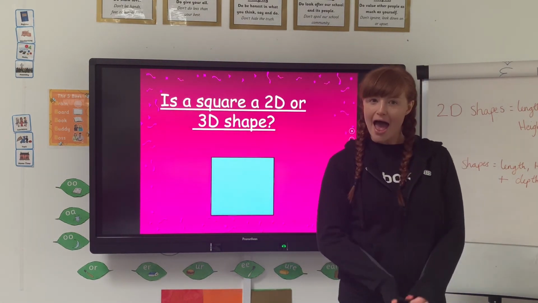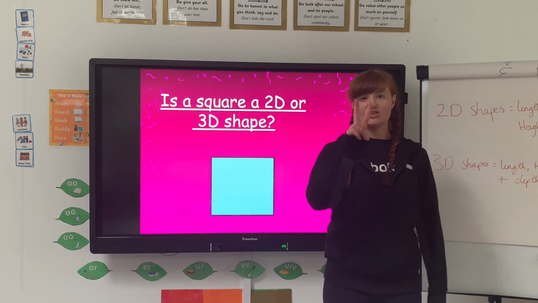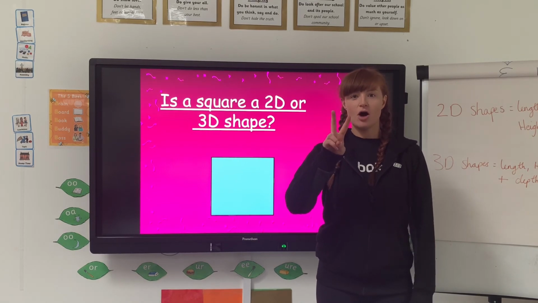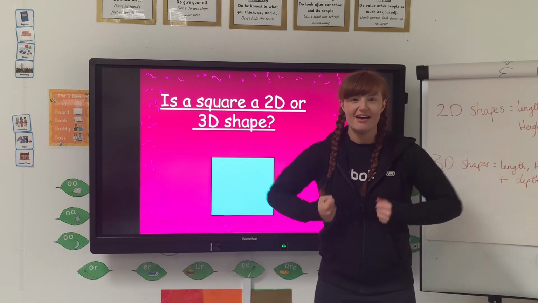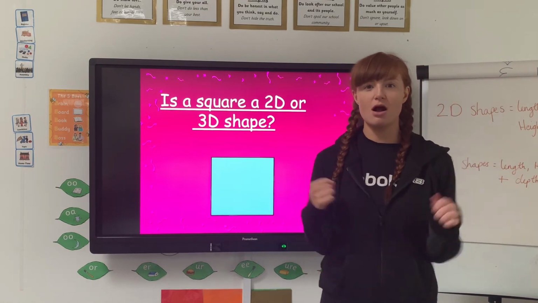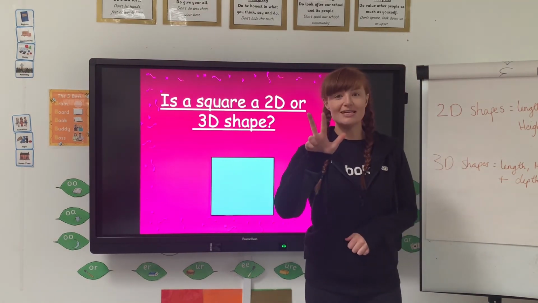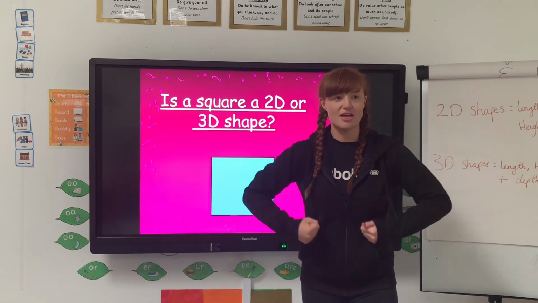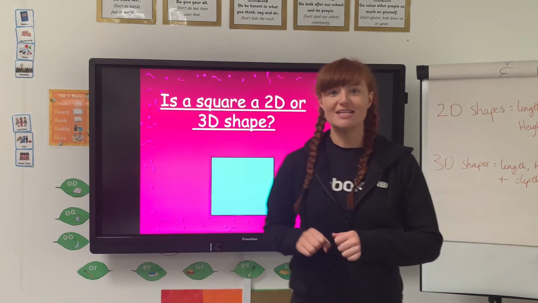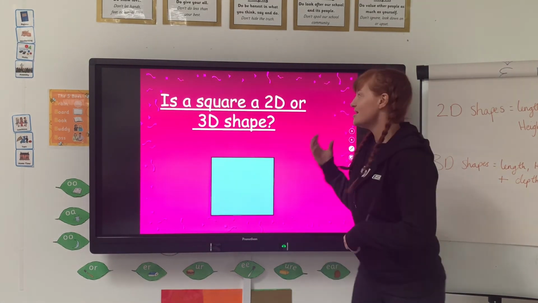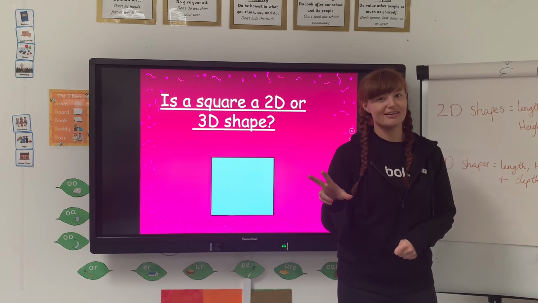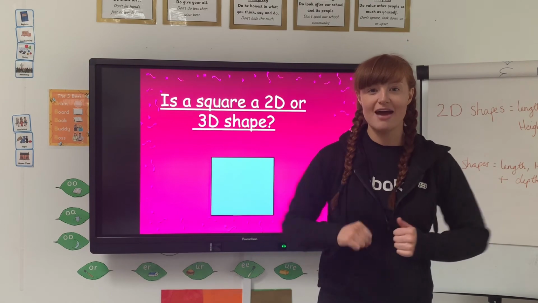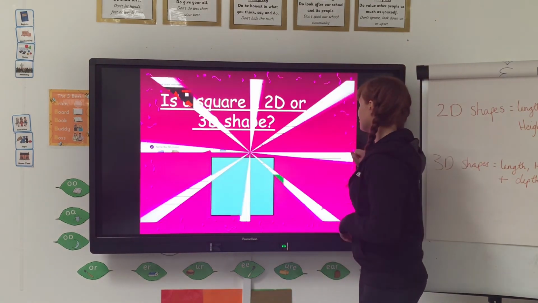A square, is it a 2D shape or a 3D shape? If you think it's a 2D shape, I want you to imagine that you're a chicken. So you can bark around, doing bark, bark, bark, bark. If you think it's a 3D shape, I want you to imagine that you're riding a bicycle. So 2D shape, you can be a chicken. 3D shape, ride that bicycle. Square, 2D or 3D. If you are being a chicken, you are correct. It is a 2D shape.